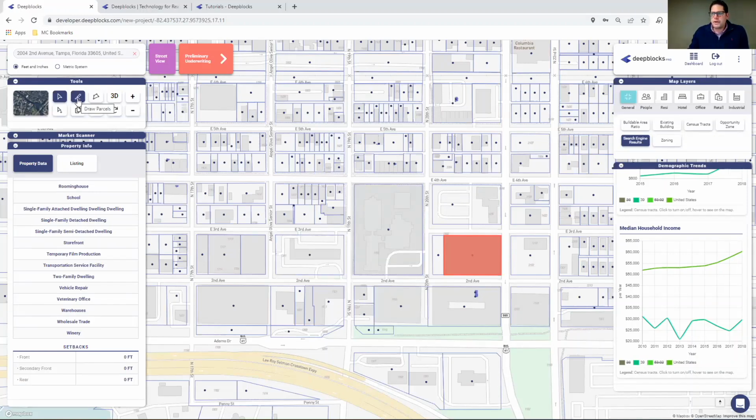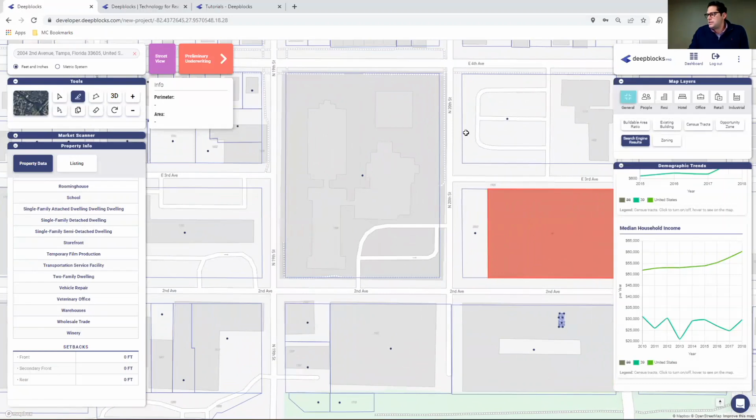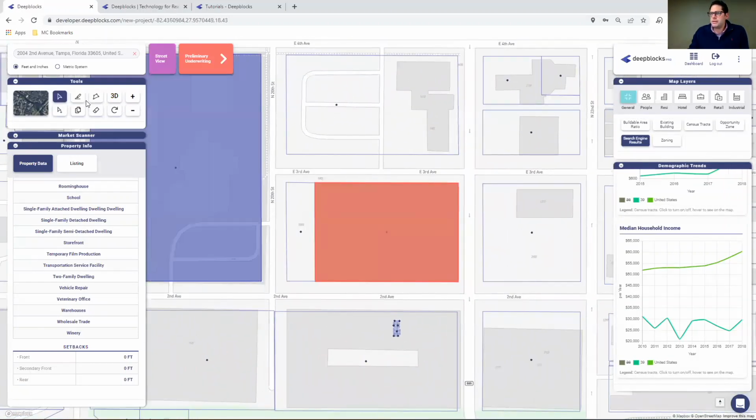Now, one of the great features of Deepblocks is your ability to draw parcels within a larger parcel. So just to demonstrate how this works, I'll move my screen over, and at a high level show what we can do at a relatively quick rate. We're going to build out some relatively smaller single family dwellings. We're looking at about 760 square feet.